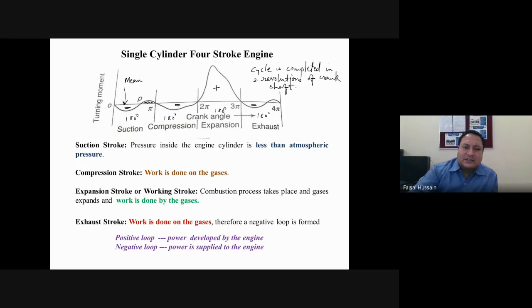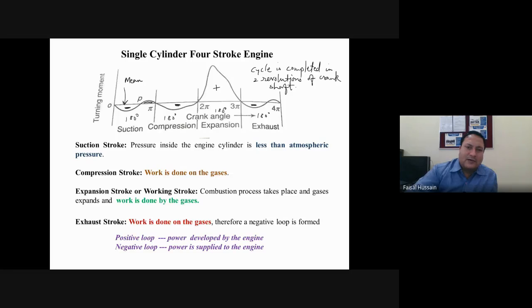यानी जैसे जैसे सक्शन स्ट्रोक कंप्लीट हो रहा है, हल्का सा पावर डेवलप हो रहा है इंजन से. That is the meaning. Then in compression stroke also, a larger negative loop is formed. It means that work is done on the gases. Therefore, negative loop.